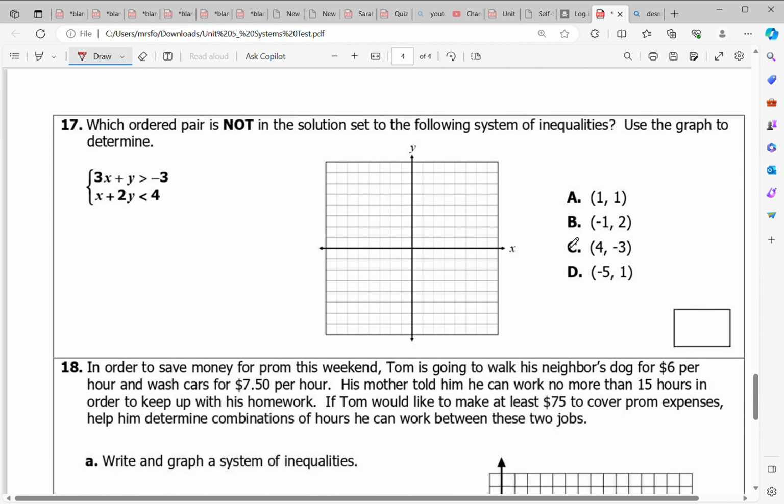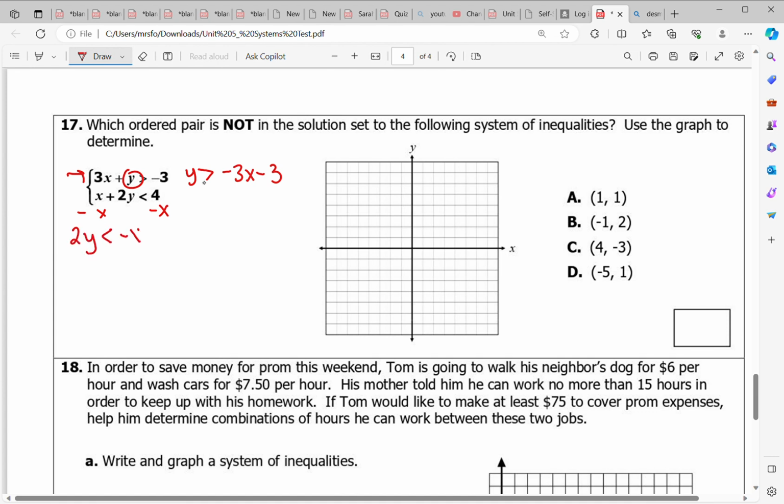This one says which ordered pair is not a solution. If she allows you to type these in Desmos, by all means do, and definitely check it that way. However, I'm pretty sure she's going to make you solve them. So for the first one, to get y by itself, you would just subtract 3x. So y is greater than negative 3x minus 3. Then for the next one, you subtract x.